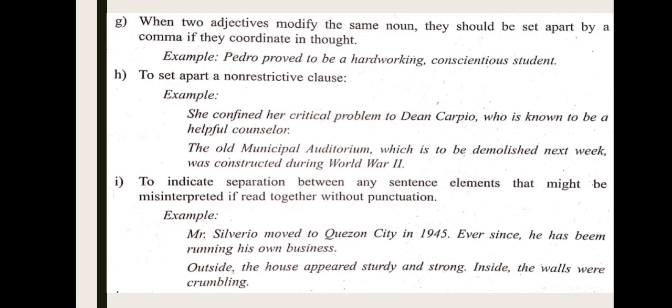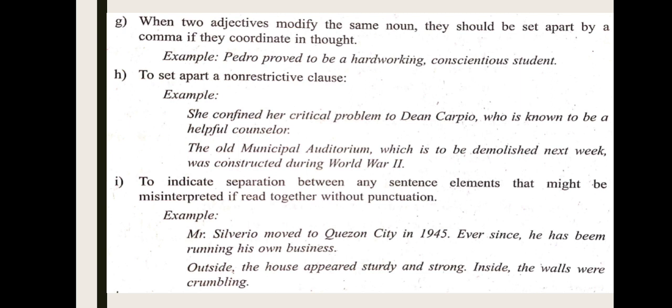In letter G, when two adjectives modify the same noun, they should be set apart by a comma if they coordinate in thought. Example: Pedro proved to be a hardworking, conscientious student. And in letter H is to set apart a non-restrictive clause. Example: She confided her critical problem to Dean Carpio, who is known to be a helpful counselor.